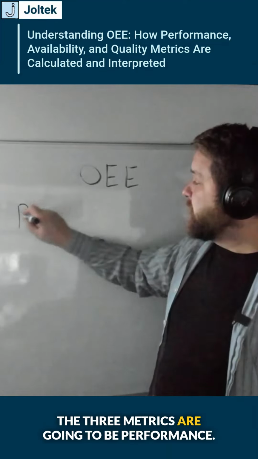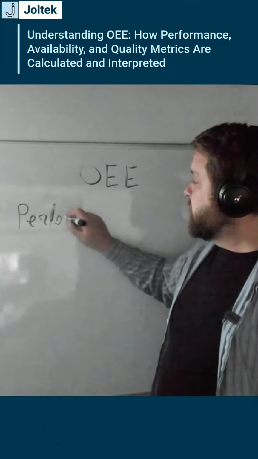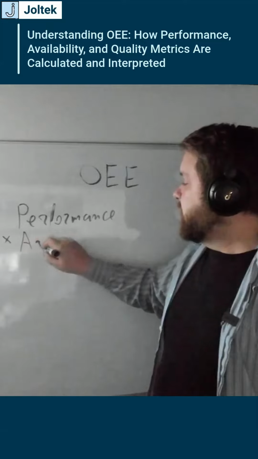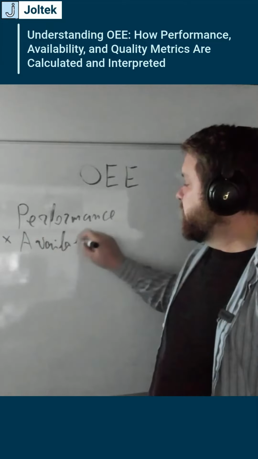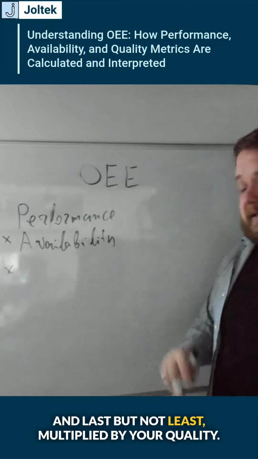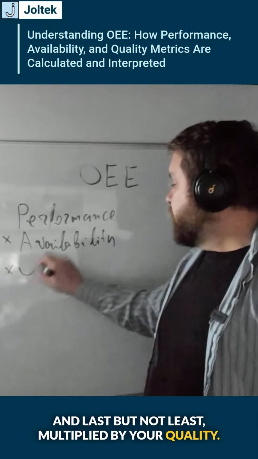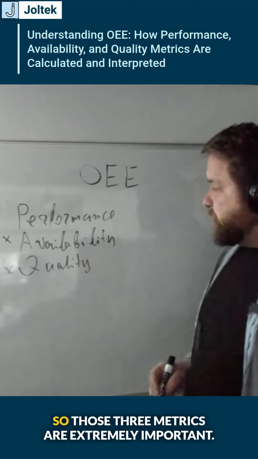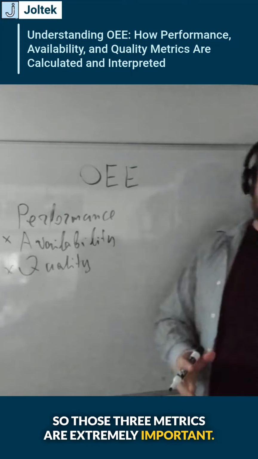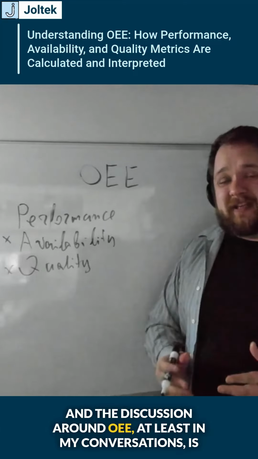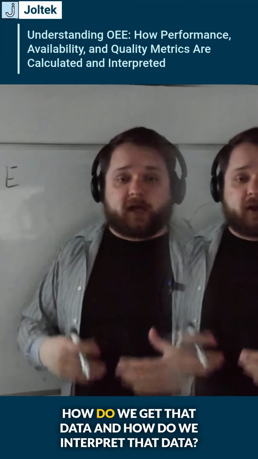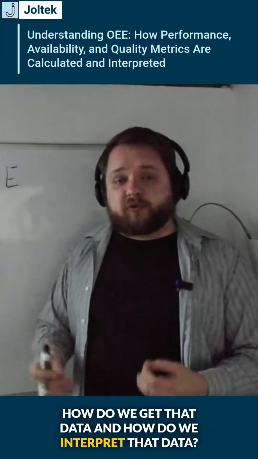The three metrics are going to be performance, multiplied by availability, and last but not least, multiplied by your quality. Those three metrics are extremely important, and the discussion around OEE, at least in my conversations, is always around how do we get that information, how do we get that data, and how do we interpret that data.